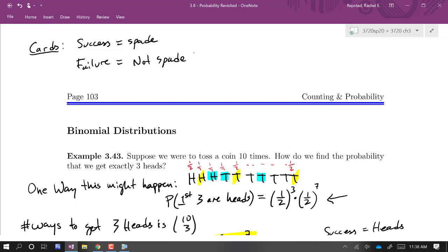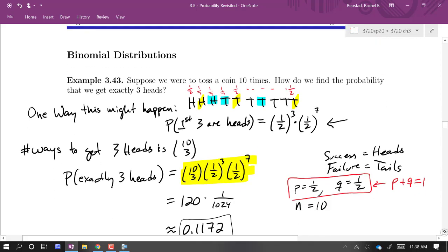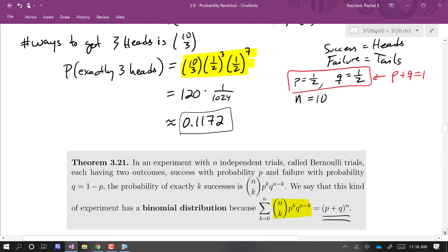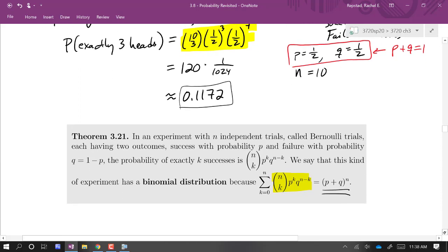What is absolutely a must is that these are repeated experiments that are independent. So we have n independent trials. We call them Bernoulli trials, but the idea is I'm doing the same thing over and over again with the same probabilities each time.